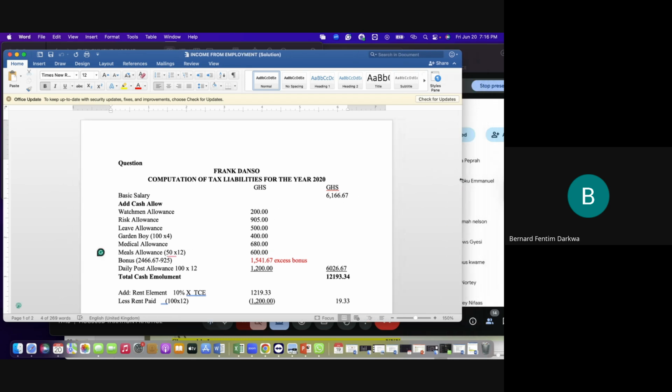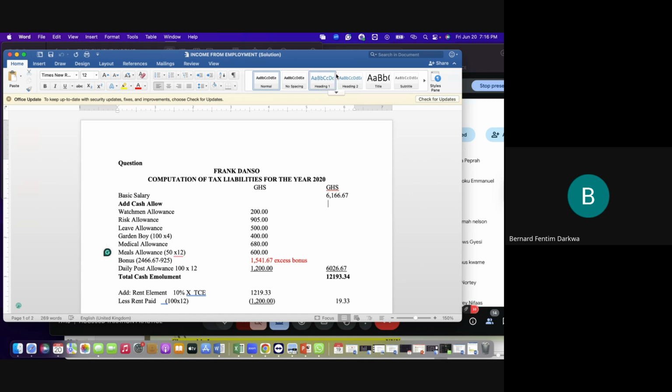So now look at the format. We are using the format: Mr. Frank Danso, final computation of tax liability for 2020 year of assessment. Now look at the basic salary. So you see that this is what we calculated first, and you calculate this one yourself. So that's the basic salary. Once you get the basic salary, you add all cash allowances in the question to the basic salary.